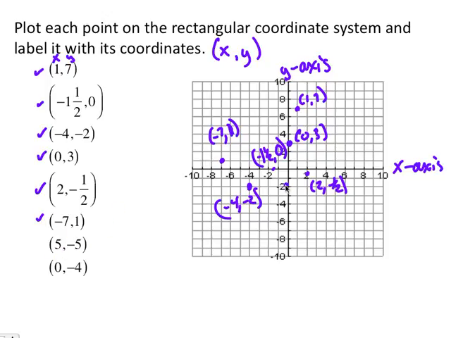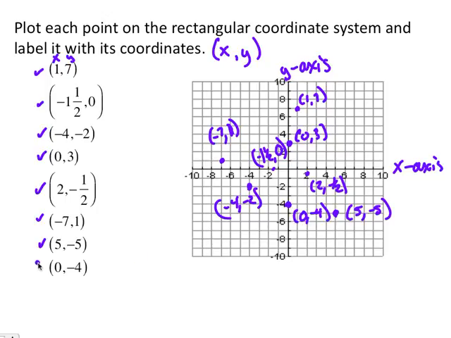And 5, negative 5. The x value is 5, so I go right 5. And negative 5, so I'm going down 5. That's that point right there. And one more, 0, negative 4. We're not going left or right. We're just going to go down 4, right there.